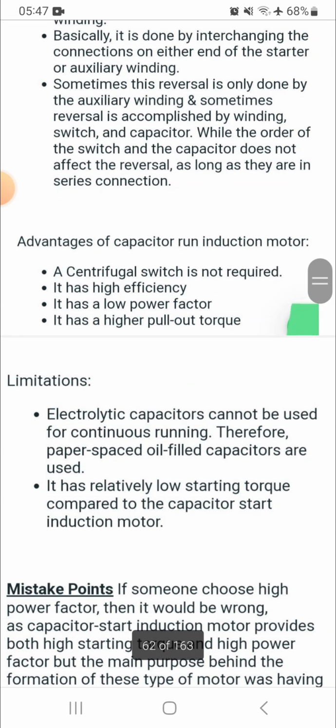Advantages of the capacitor run induction motor: a centrifugal switch is not required, it has high efficiency, it has a low power factor, and it has a higher pull out torque. Limitations: electrolytic capacitors cannot be used for continuous running, therefore paper spaced oil filled capacitors are used. It has relatively low starting torque compared to the capacitor start induction motor.